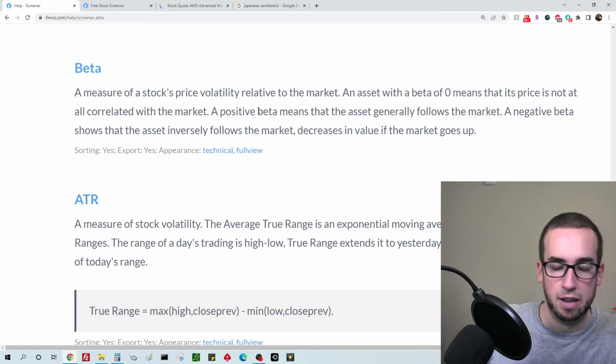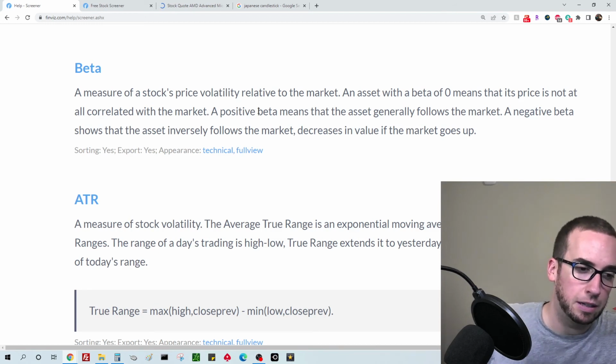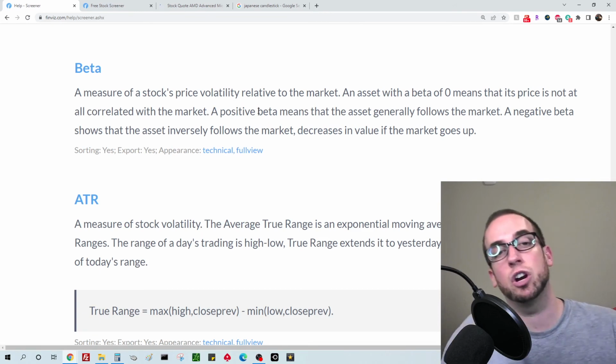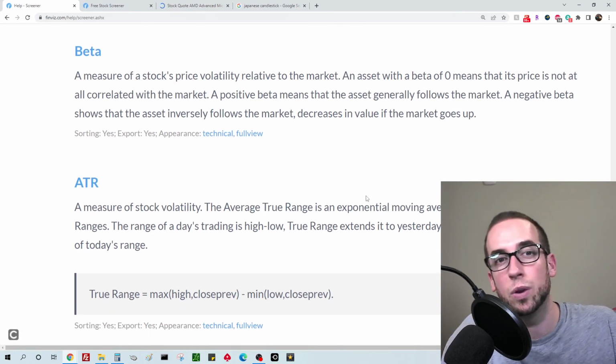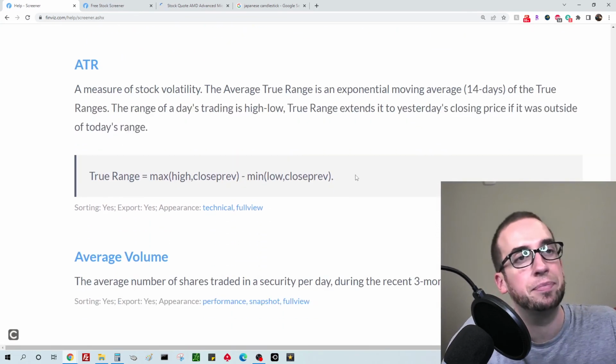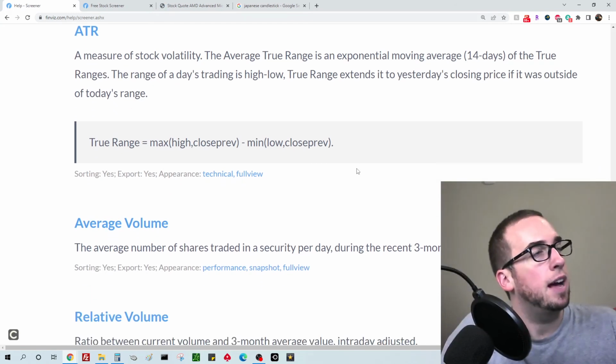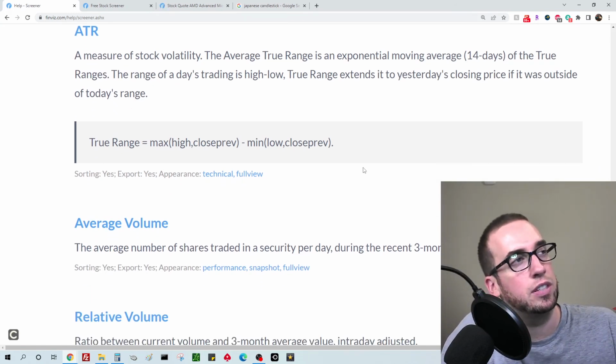So that's a good one. I don't use it. I typically rely on the charts and candlesticks to tell me where we are at. But yeah. All right. ATR is a measure of the stock volatility.